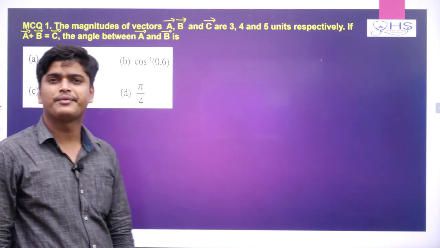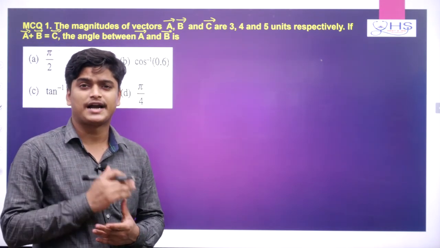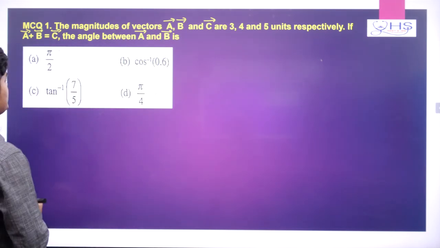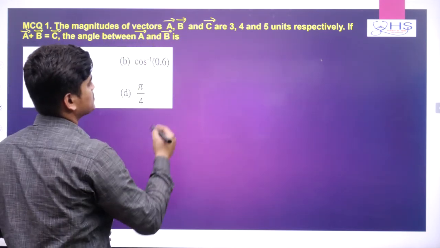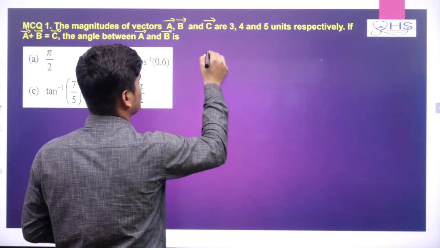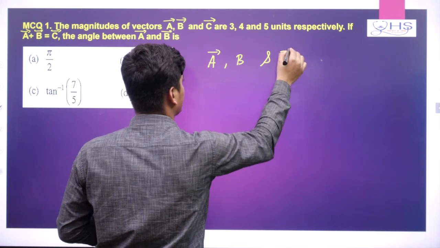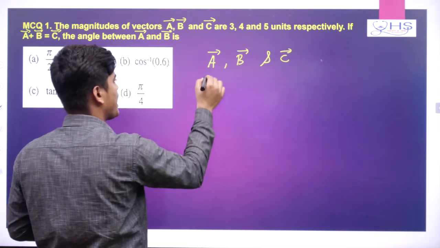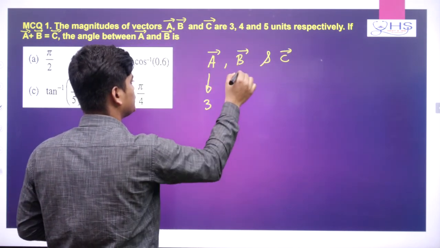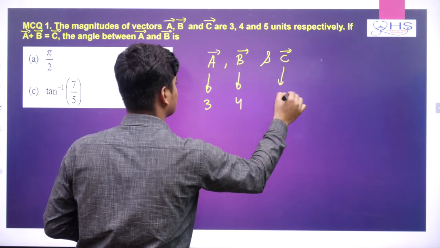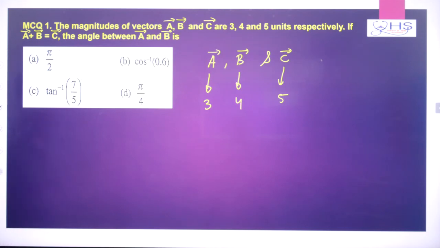In the last class we completed many concepts, addition and subtraction. So here the first MCQ is coming. Three vectors are given: a vector, b vector and c vector. The magnitude of the a vector is 3, the b vector is 4 and the c vector is 5. So the magnitudes of the vectors are given.